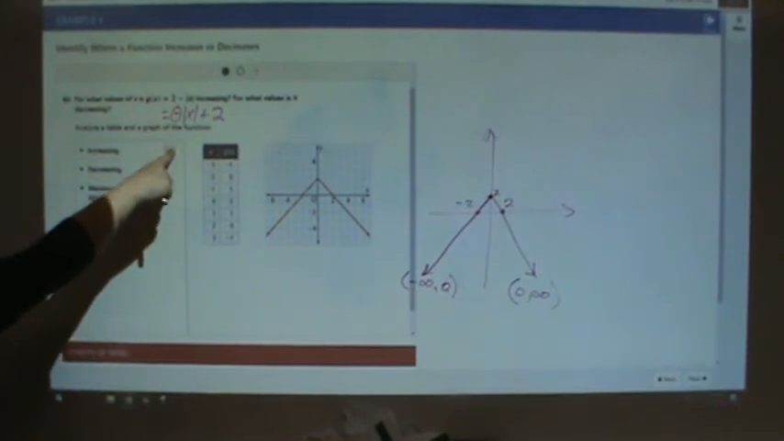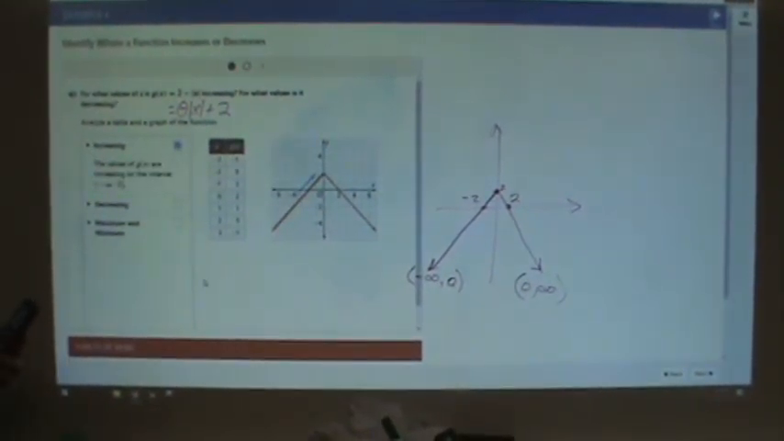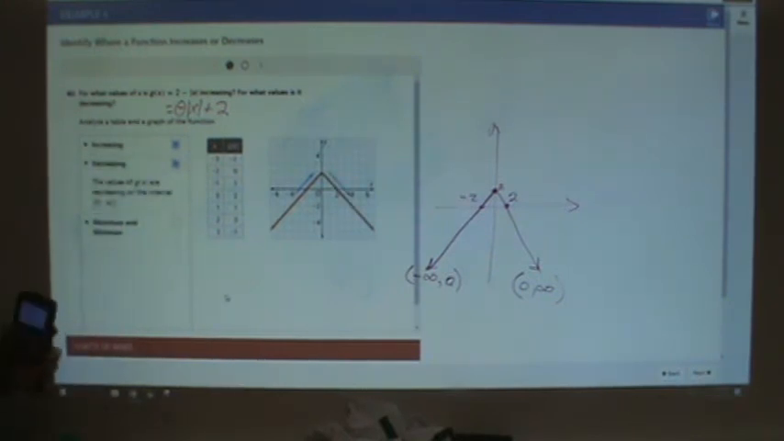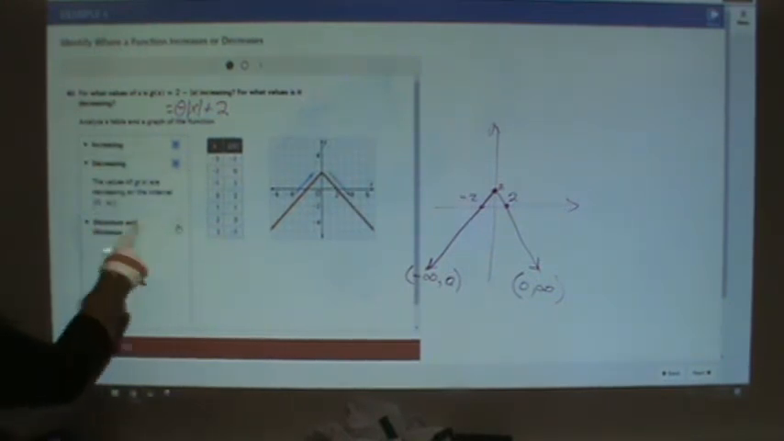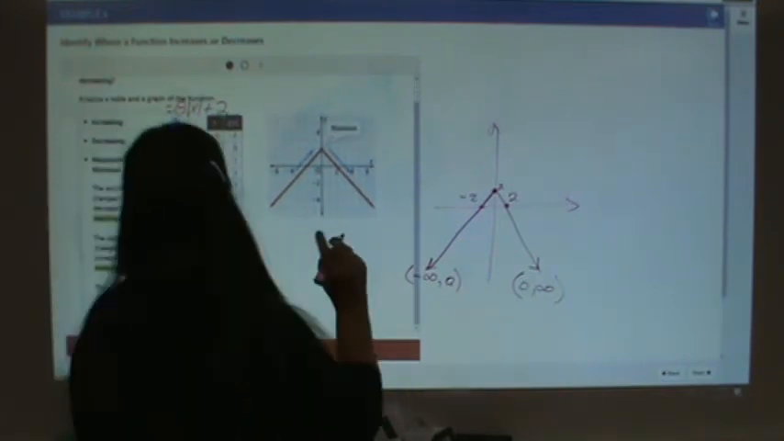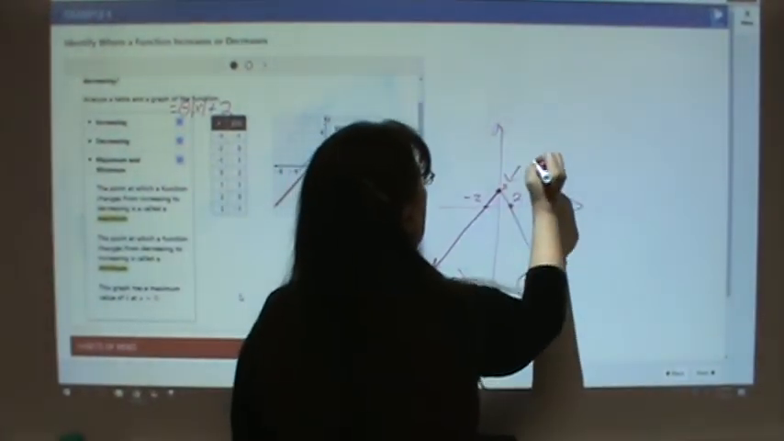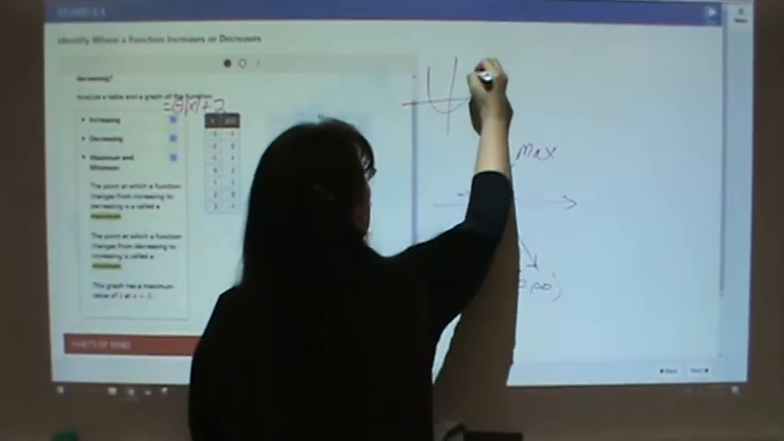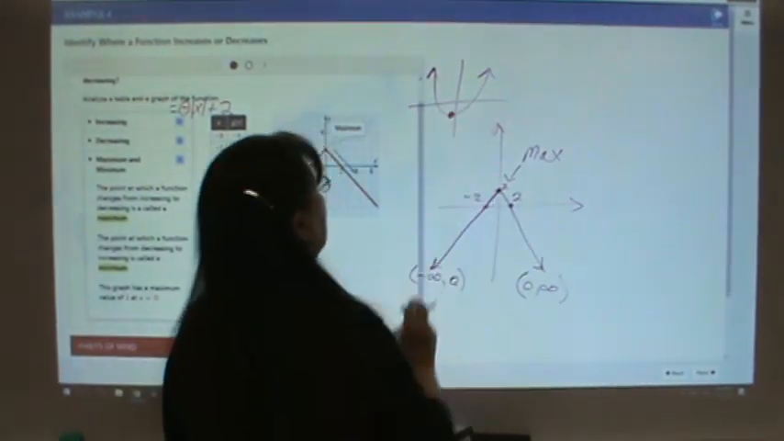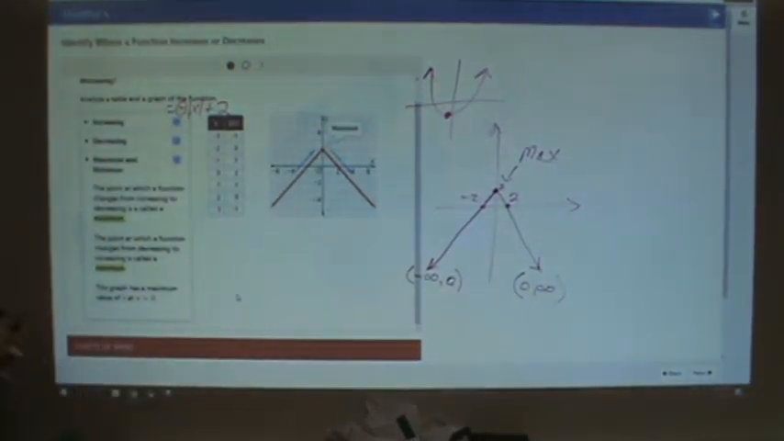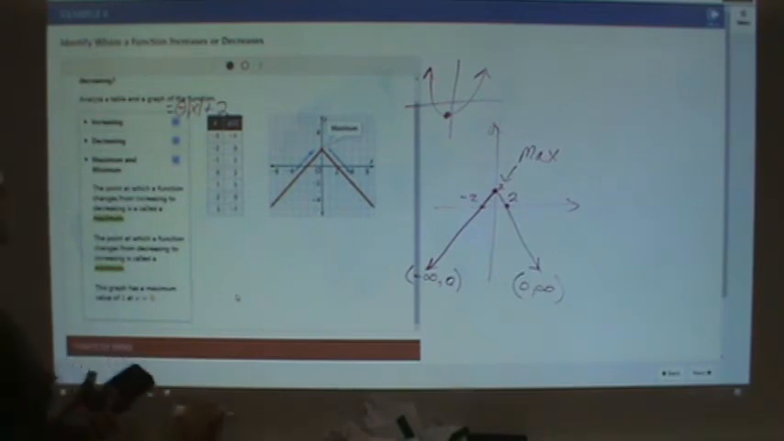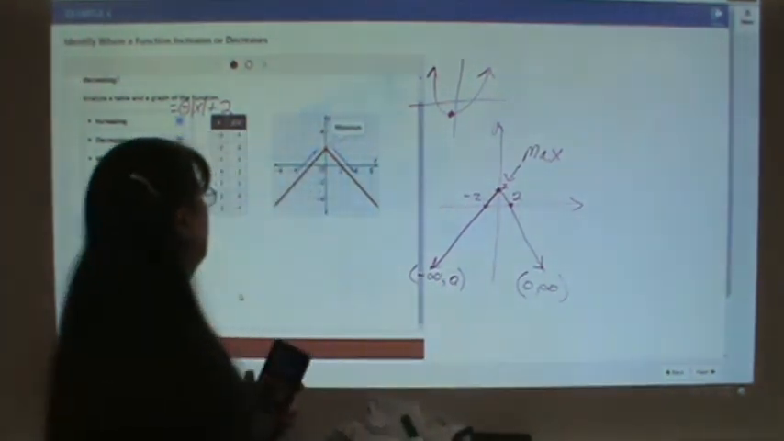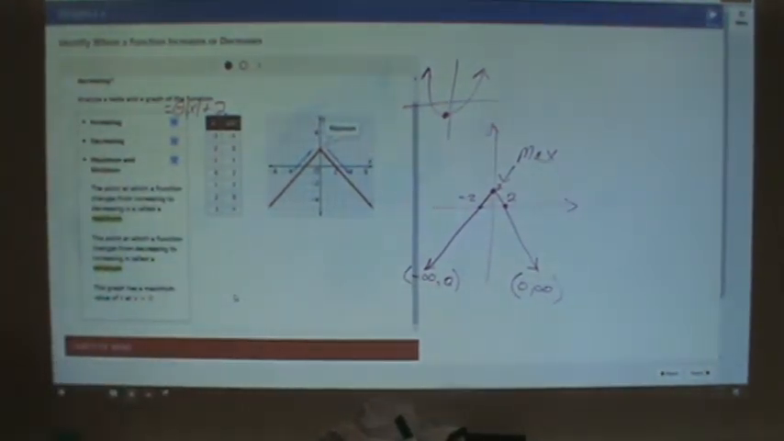All right, so increasing. Oh, we got it right. Okay, decreasing. Oh, I got it right again. How wonderful. And then maximum and minimum. Okay, so it does not have a minimum. This is the maximum. A minimum would mean if it went this way, this would be your minimum value, where it turns from going down and then coming back up. The maximum is where it turns going up, where it turns to go back down. Okay, next.